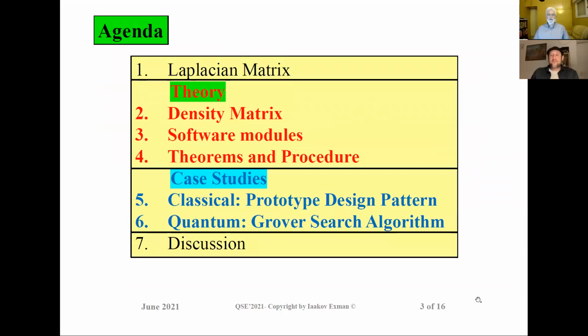Our agenda starts by introducing the Laplacian matrix. Then we describe our theory, including density matrix, software modules, theorems and procedure, and case studies: classical, referring to the prototype design pattern, and quantum, referring to Grover search algorithm. We conclude with a discussion.